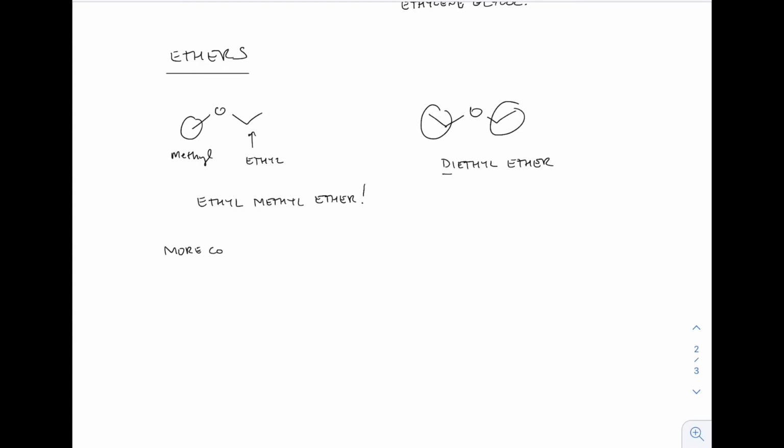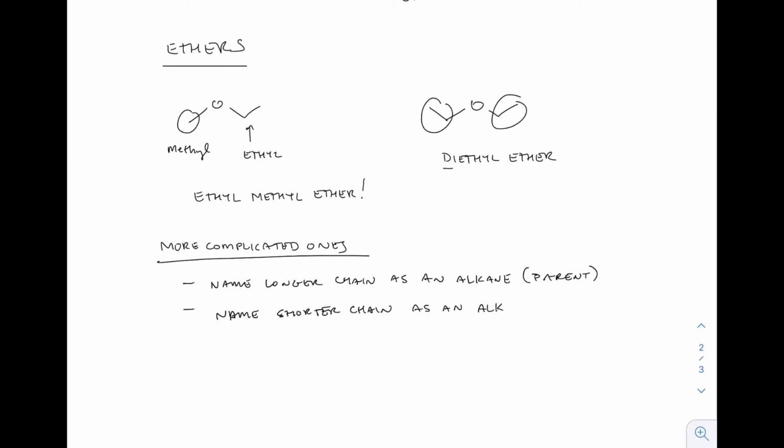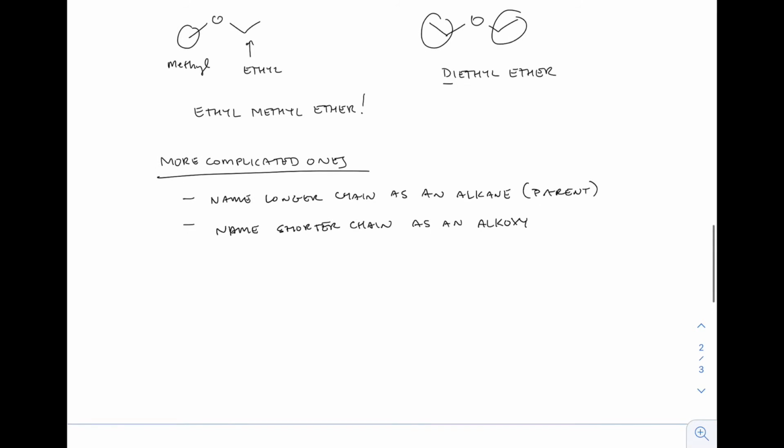If it gets a little bit more complicated, then it is going to take a little bit more work, but we're applying rules that we already know. So, for example, let's take a look. One of the first rules is basically name the longer chain as an alkane. Okay, so hexane, pentane, etc., and we'll call that our parent group, just as we did with our parent group before. Then we want to name the shorter chain as an alkoxy group. So methoxy, ethoxy, tert-butoxy, etc.